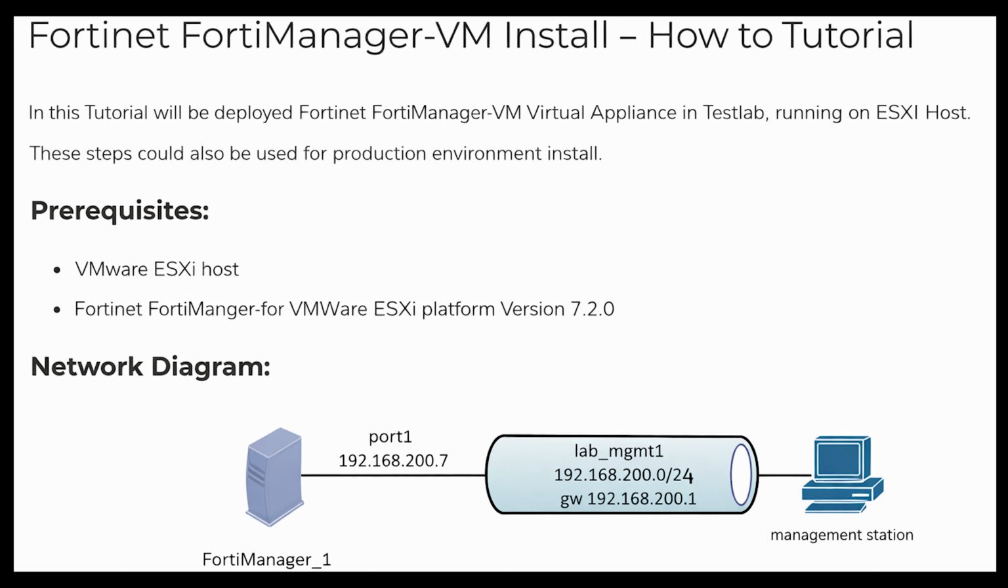In this tutorial we'll be deploying the Fortinet FortiManager VM virtual appliance in a test lab, running on an ESXi host. These steps could also be used for a production environment install. Prerequisites: VMware ESXi host, Fortinet FortiManager for VMware ESXi platform version 7. This is the network diagram we will follow for this lab, so let's start.